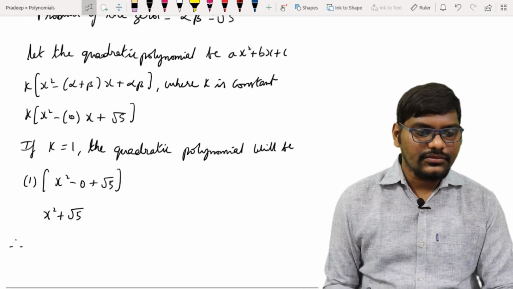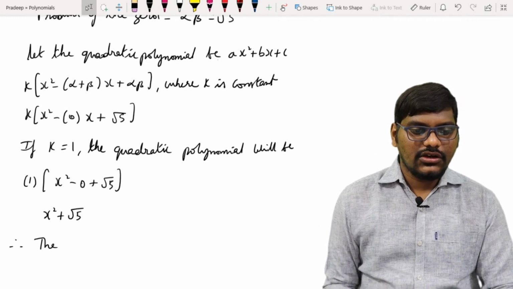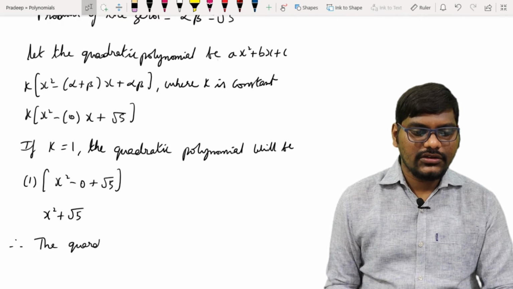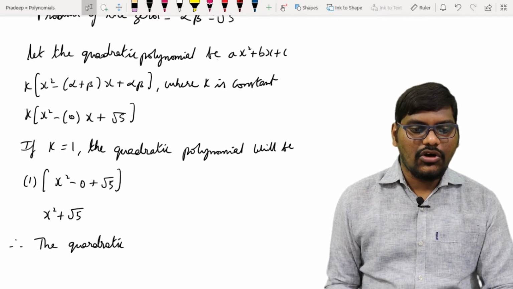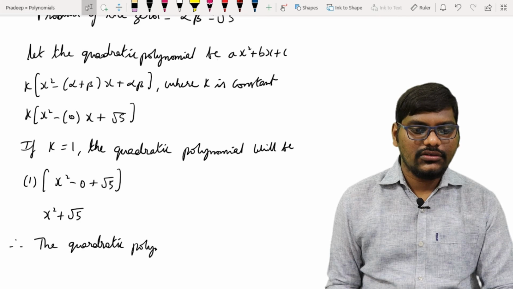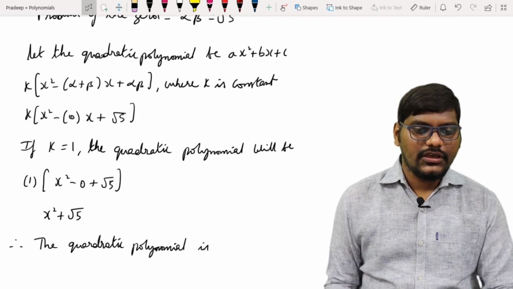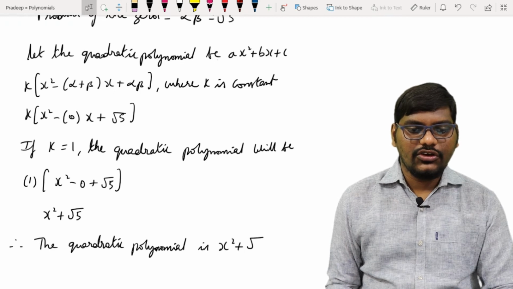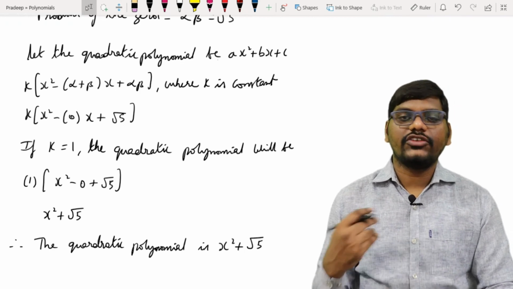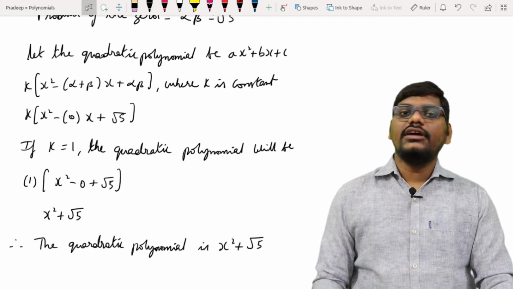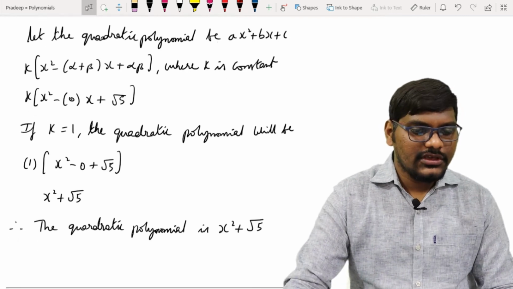Therefore, the quadratic polynomial is x square plus root 5. Okay, so this is all about this particular question. We'll see the next one.